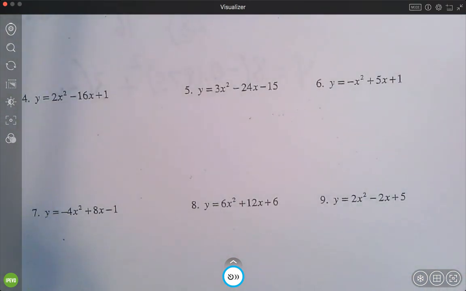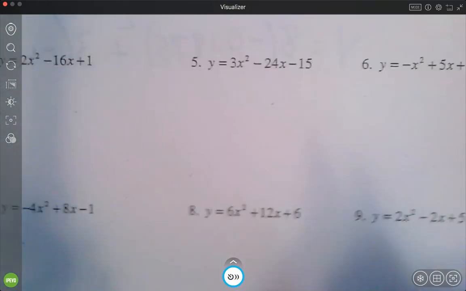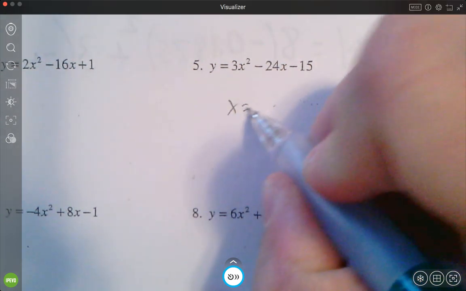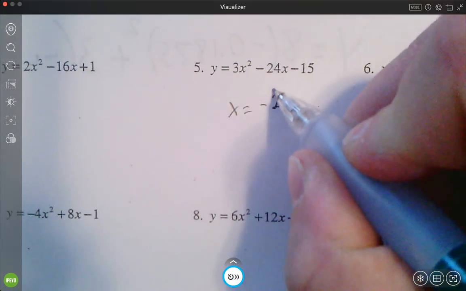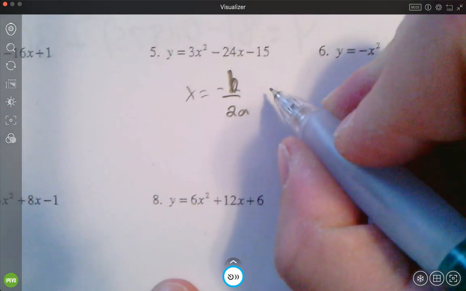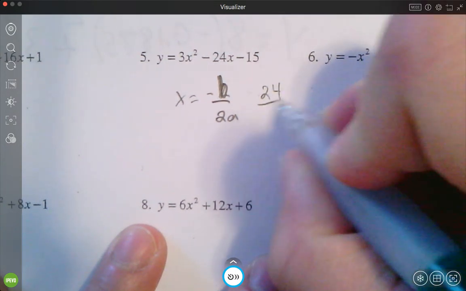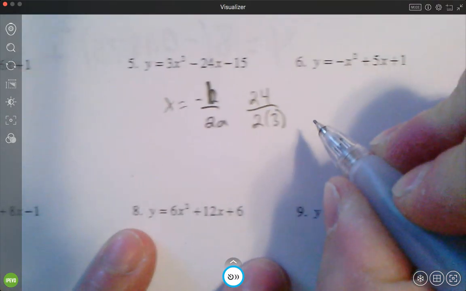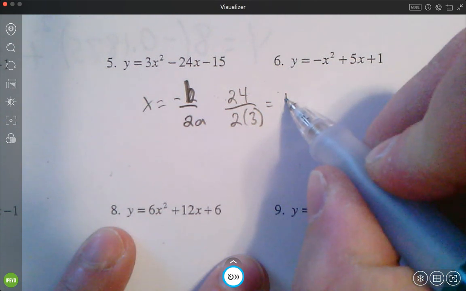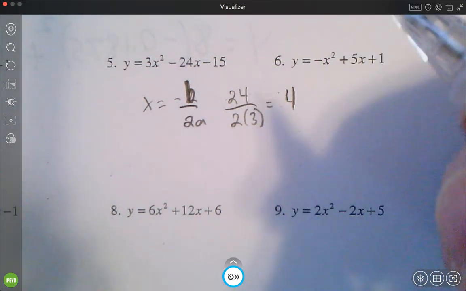So let me just do a couple of these to kind of get you going here. So finding the vertex, let's do number 5. So that'll be one less you have to do. So for this one, remember you make x equal to negative b over 2a. Okay, so x equals here, my negative b would be negative 24. So I'll just make that positive 24 over 2 times a, which is 2 times 3. So mentally I know that's 24 divided by 6, and 24 divided by 6 is 4. So my line of symmetry is x equals 4.